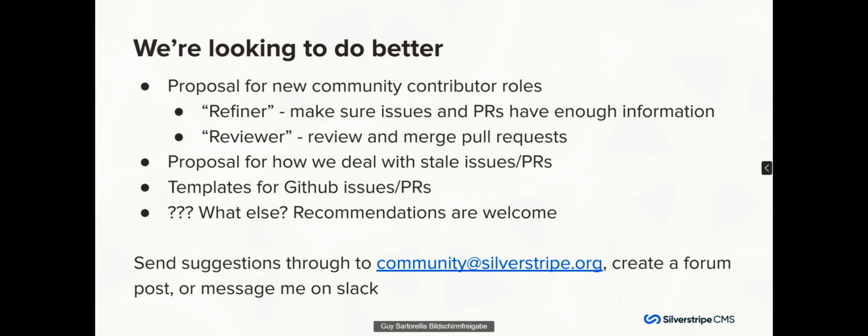The refiner role that I've mentioned here is for making sure that issues and pull requests have enough information. So that by the time someone goes to implement a bug fix, if we're looking at an issue, or by the time someone goes to review a pull request, there's enough information that the person can just get straight into it. The reviewer role will be for reviewing and merging pull requests.